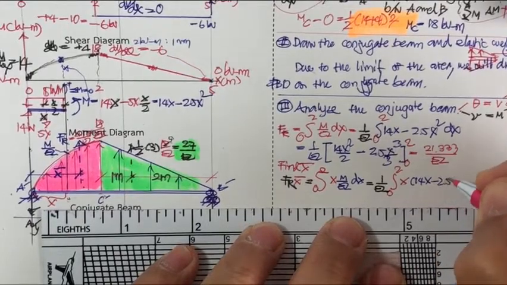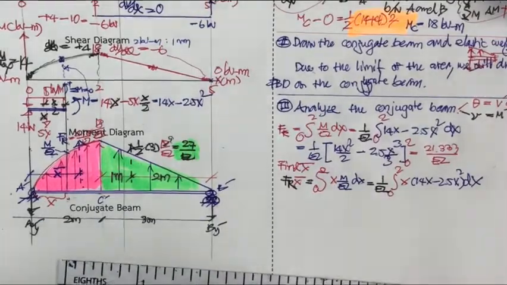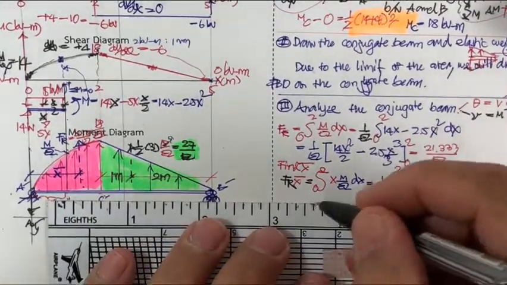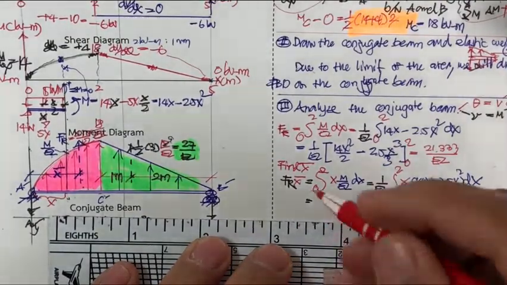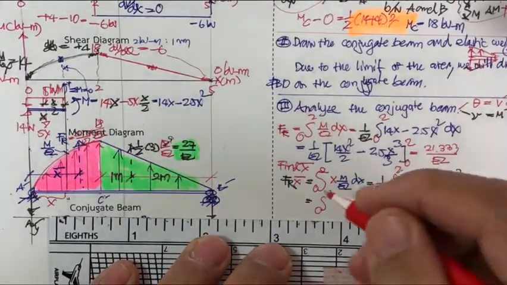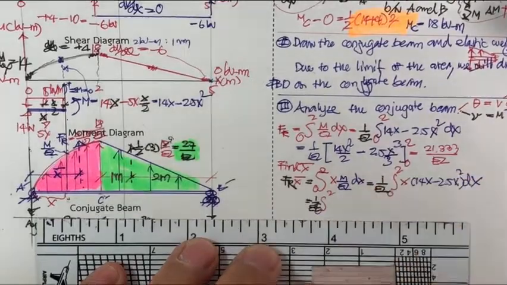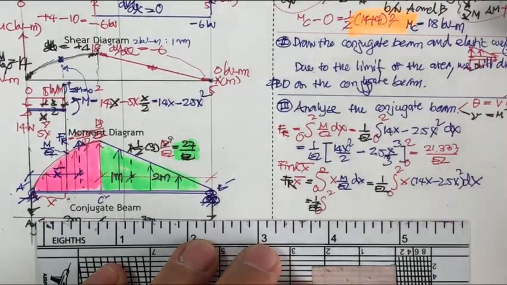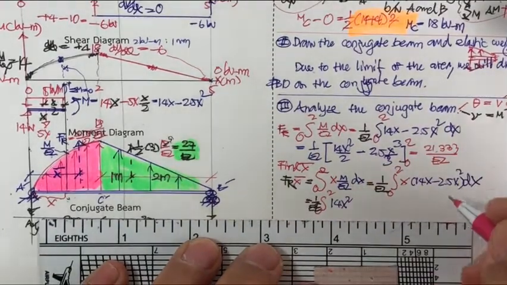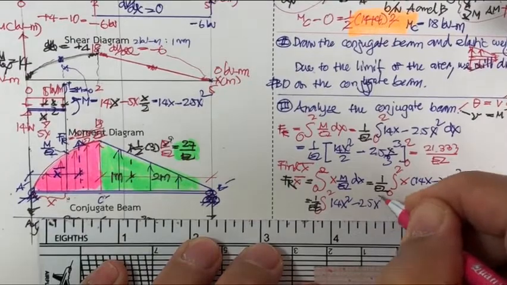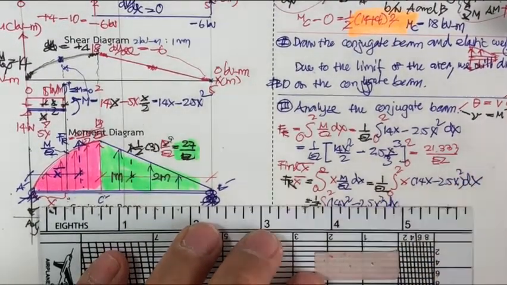14x minus 2.5x squared, and then dx, like this. And we have this equal to the integration from 0 to 2 of 1 over EI. Don't forget it, 1 over EI. And this is going to be 14x squared minus 2.5x cubed, okay, and then dx.